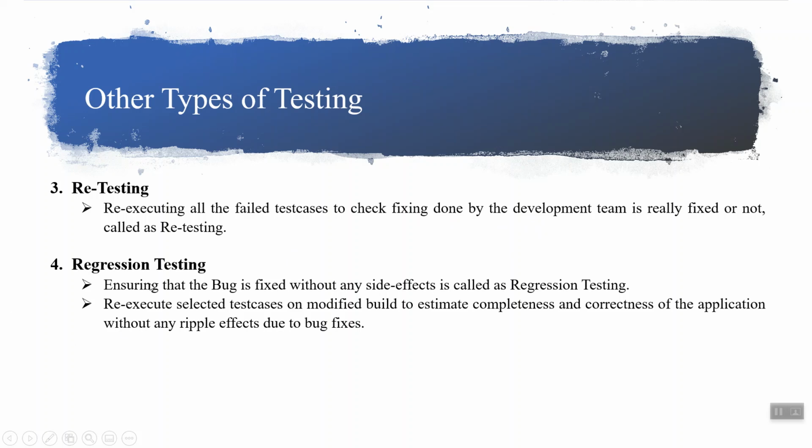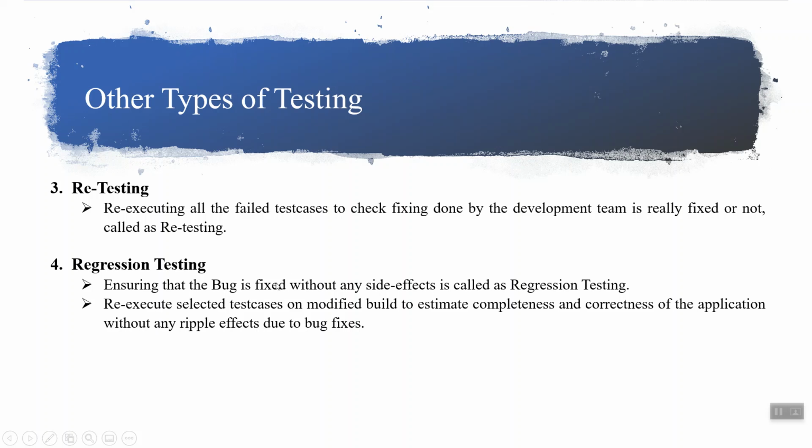And the fourth one is regression testing. Ensuring that the bug is fixed without any side effect is called regression testing. We have a build, we have tested it, logged some defects, and re-verified the defects when we got the new build with the fixes. At that time we do re-verifying of the failed test cases.